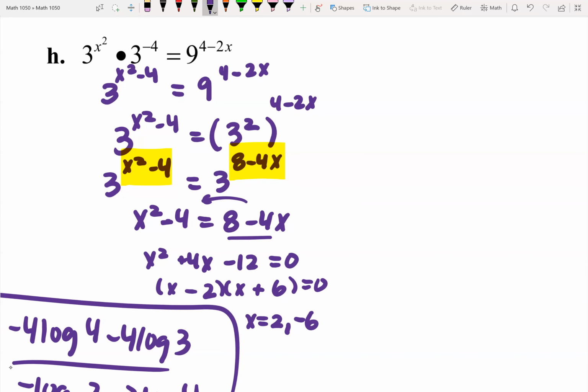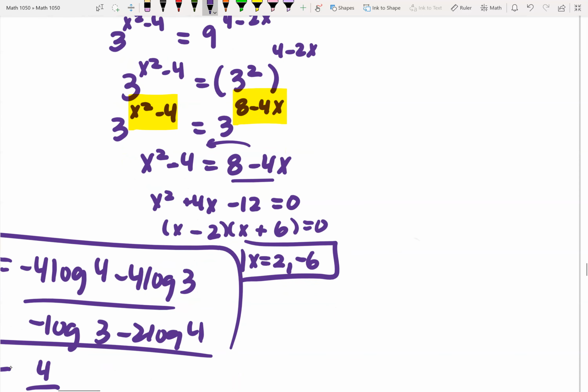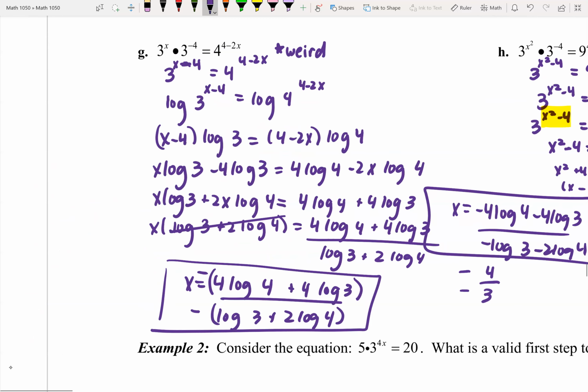Are we done? Do you have to check? Why don't you have to? Because it's not a log. We're done. We're done. Would I check it on a quiz or a test? For sure. For sure. Okay? All right, let's keep going.